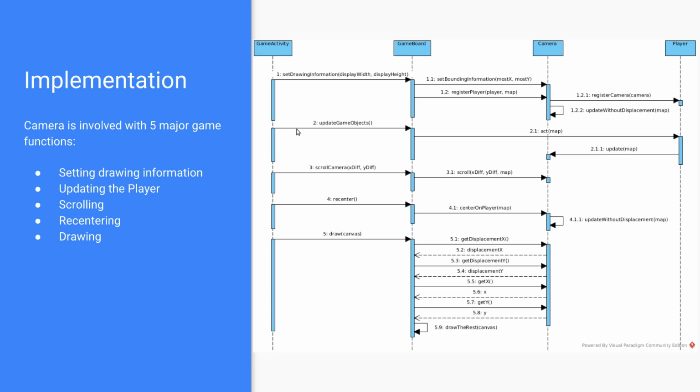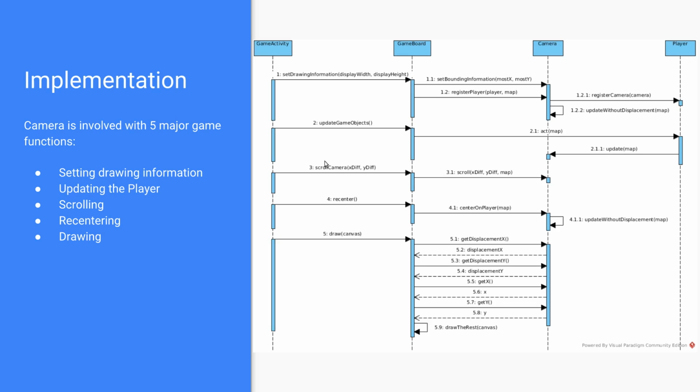Next is updating. From the game activity, it calls update game objects on the game board, and what this does is it calls act on every single actor on the board. Since the player class is an actor, it will call act. So as you can see, it calls act all the way to the player. Since the player has a reference to the camera, it calls update on the camera. What this will do is, if the player moved at all, it will notify the camera that it did so, and tell the camera that it needs to move to recenter on the player.